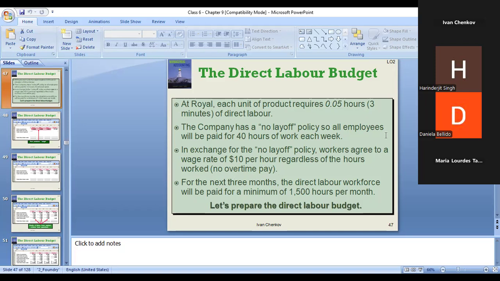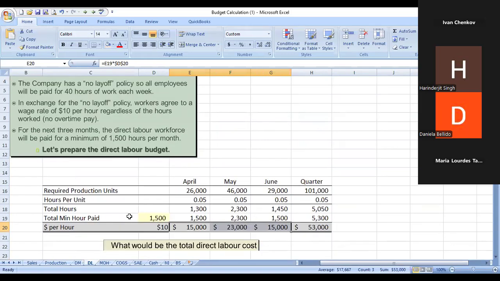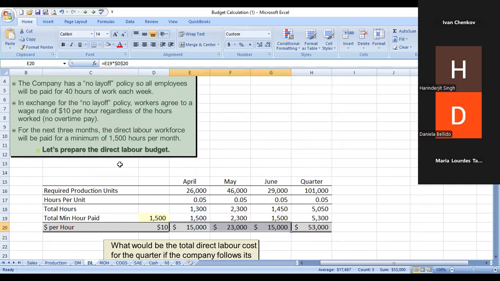So let's see how we're going to do this. First, since we know how much time they need to make the production, 3 minutes per production, we're going to start with our production budget. So we know that they need 3 minutes or 0.05 hours.